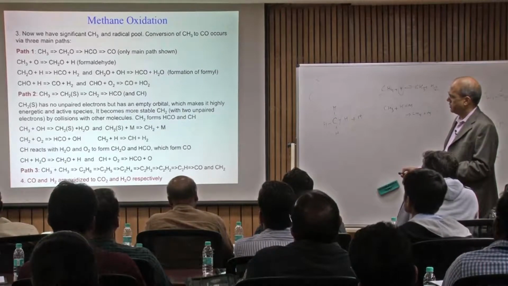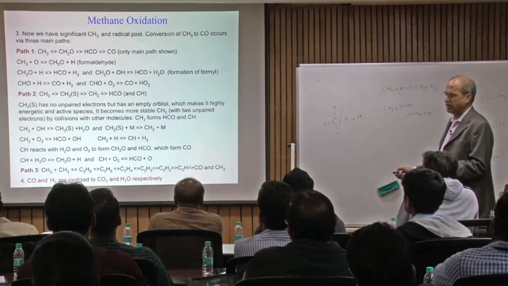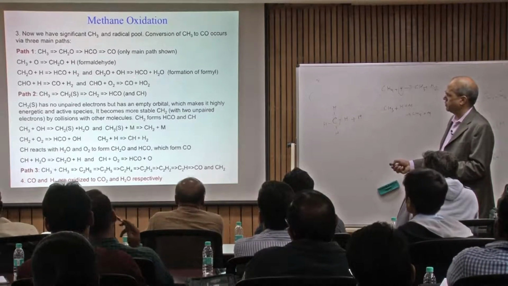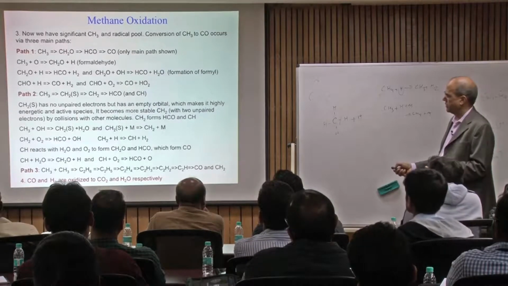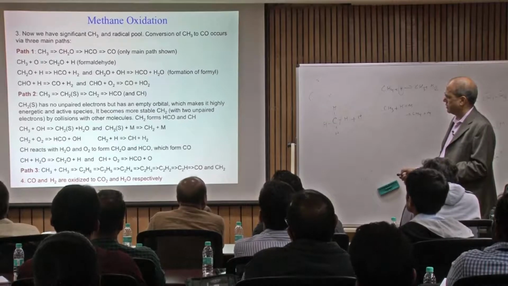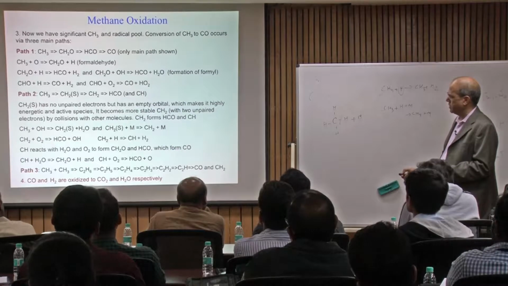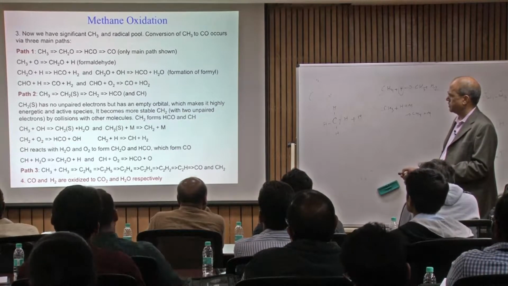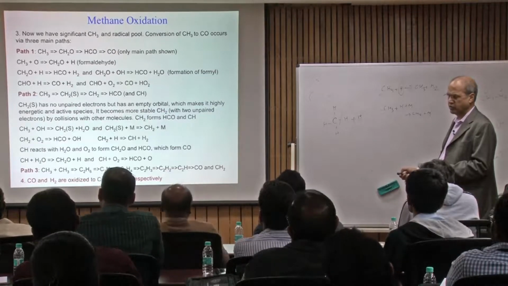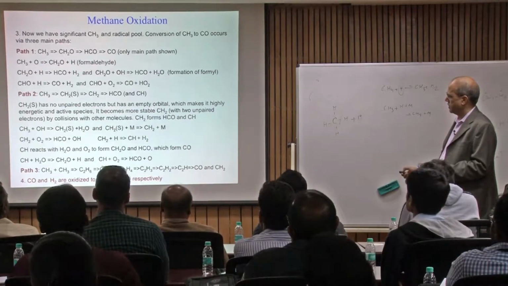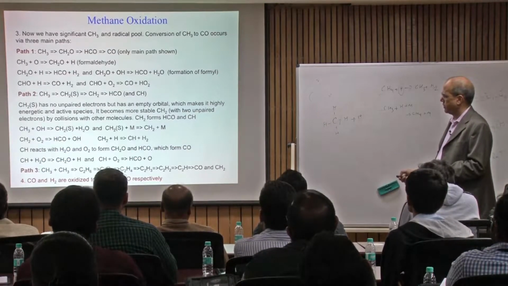Path 2: CH3 goes to CH2 and then CHO. When CHO is produced, you have CHO going to CO. What is CH2(S) in brackets? It's an activated species. It's not exactly CH2. It has no unpaired electrons but an empty orbital. So we have to go into more chemistry and look at the orbitals and the electrons.